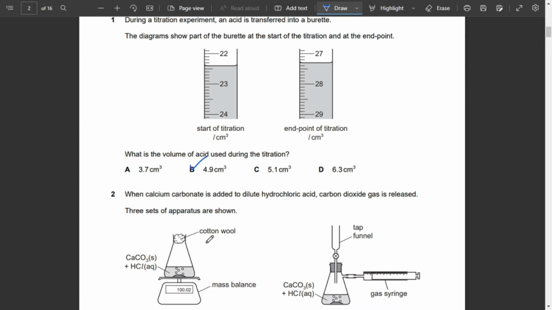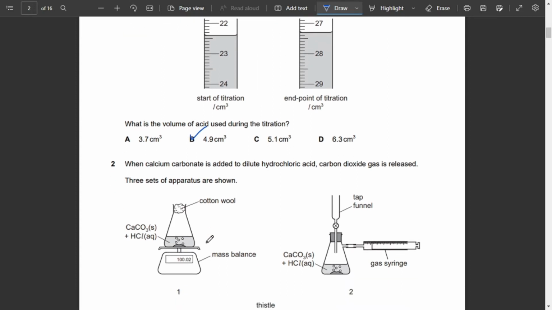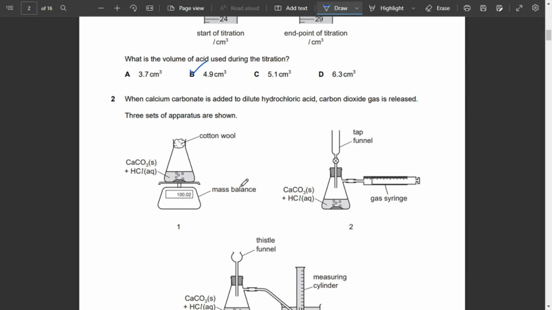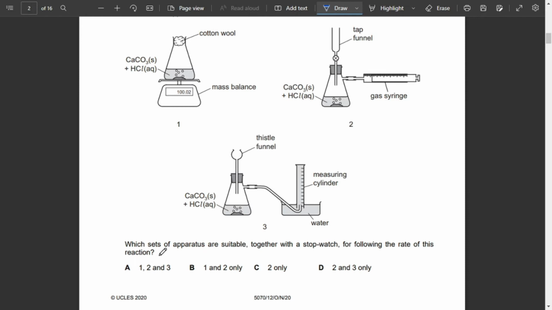Moving on to MCQ number 2. When calcium carbonate is added to dilute hydrochloric acid, carbon dioxide gas is released. 3 sets of experiments are shown. This is cotton wool, this is a mass balance, CaCO3 plus HCl. Which sets of apparatus are suitable, together with a stopwatch, for following the rate of the reaction?